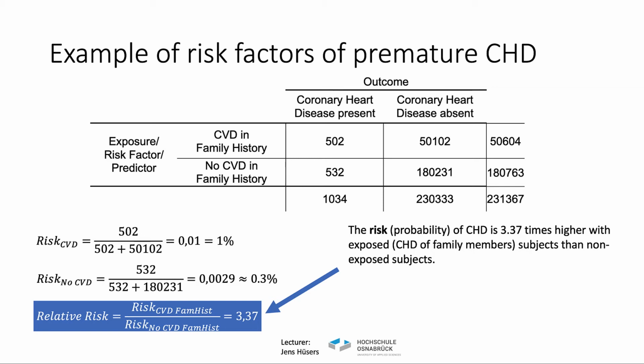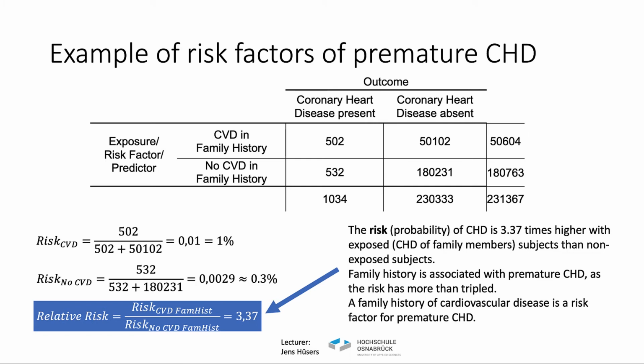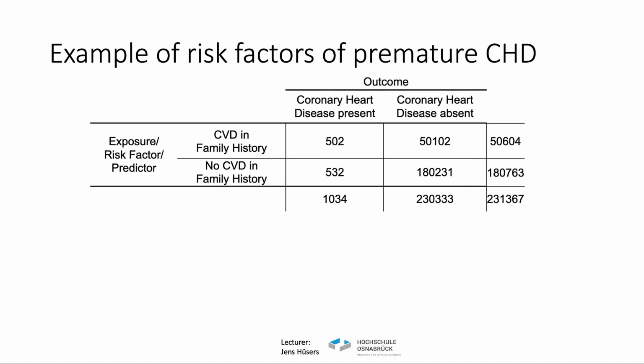Based on this non-real-world example, we conclude that family history is associated with premature CHD, as the risk has more than tripled. A family history of cardiovascular disease is a risk factor for premature CHD. So what does that mean? If you had a family member with a cardiovascular disease, then you should have started to monitor your cardiovascular status to prevent premature CHD. There is a second way to assess the relationship between variables beside relative risks.